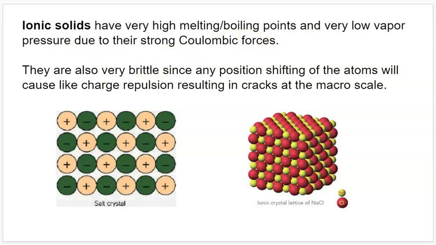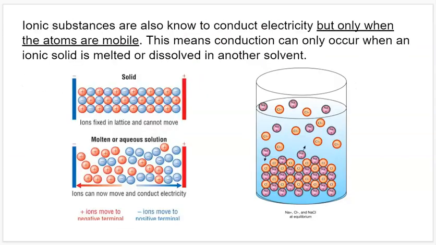And the other property that we're going to be talking about in regards to a lot of these different substances is the conductivity of the substance. So ionic substances can conduct electricity in certain cases. They do have the positive and negative charges, which allow charge to flow, but only if the atoms themselves are mobile, which means that conduction in an ionic substance overall can only happen when the solid is melted or if it's dissolved in another solvent.